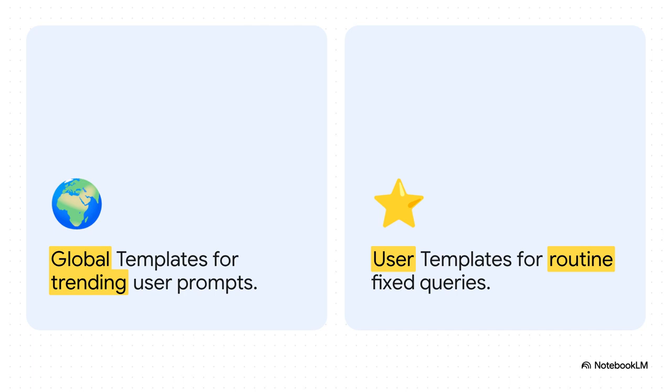Second, you have user templates. If you've got routine, fixed queries, like, say, a daily check on open parcels in your specific division, you just mark that prompt with a star. It saves to your favorites list for immediate one-click access in the future.